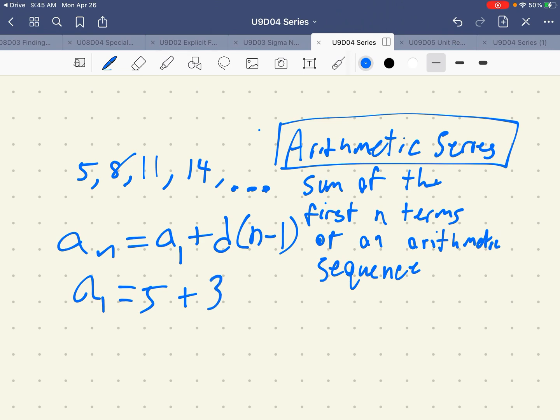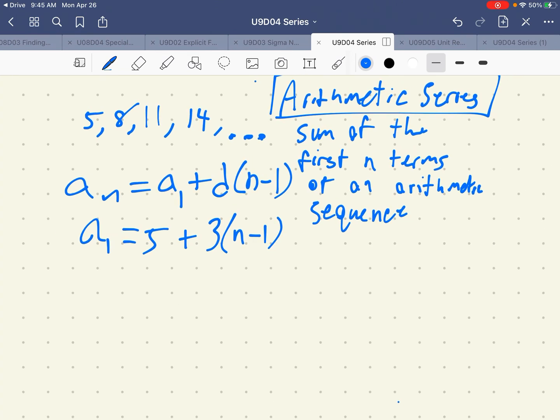In this case, the first term is equal to 5, and the common difference is equal to 3. If I were asked to find the sum of the first 1,000 terms of a sequence, I would use sigma notation, writing n equals 1 up to 1,000, meaning from the first term to the 1,000th term. I would write the formula for the sequence into the sigma notation, and I could use a calculator to determine the sum of those terms.